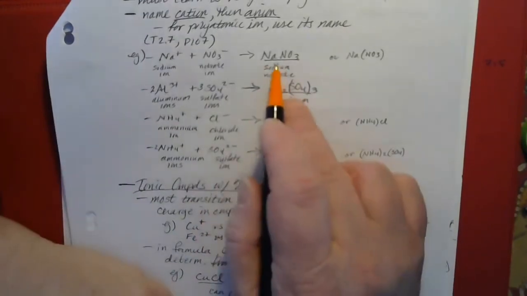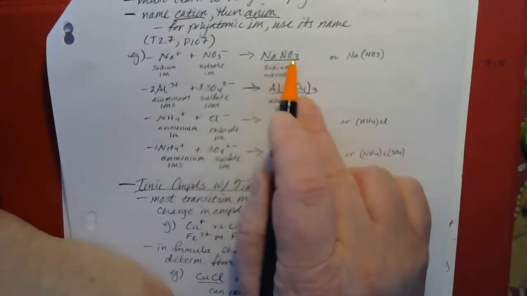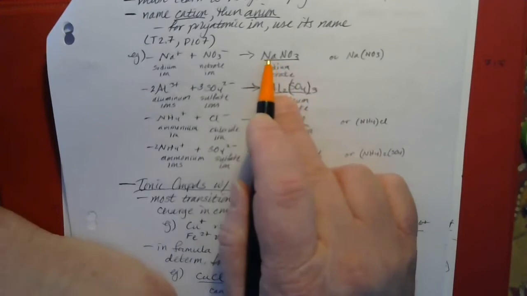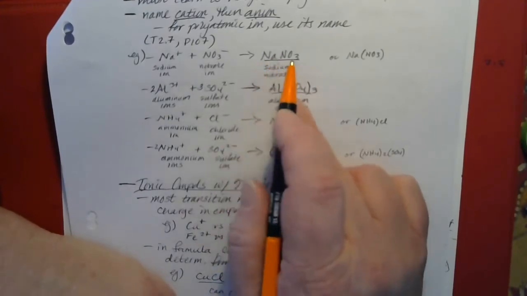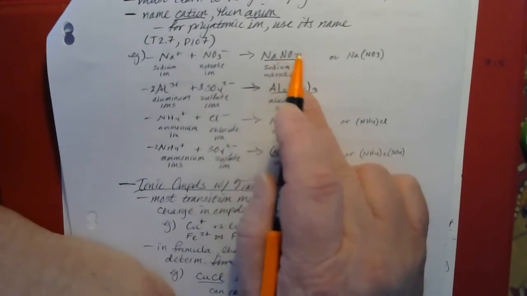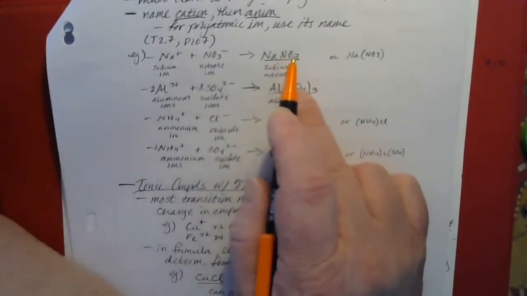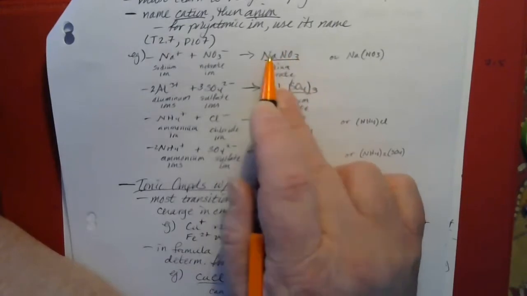You can tell that the formula for sodium nitrate has to be NaNO3 because sodium is in group 1A, so its ions will always have a charge of +1. And the nitrate ion, if you remember or look it up, has a charge of -1, so it will go together with sodium in a 1-to-1 ratio.